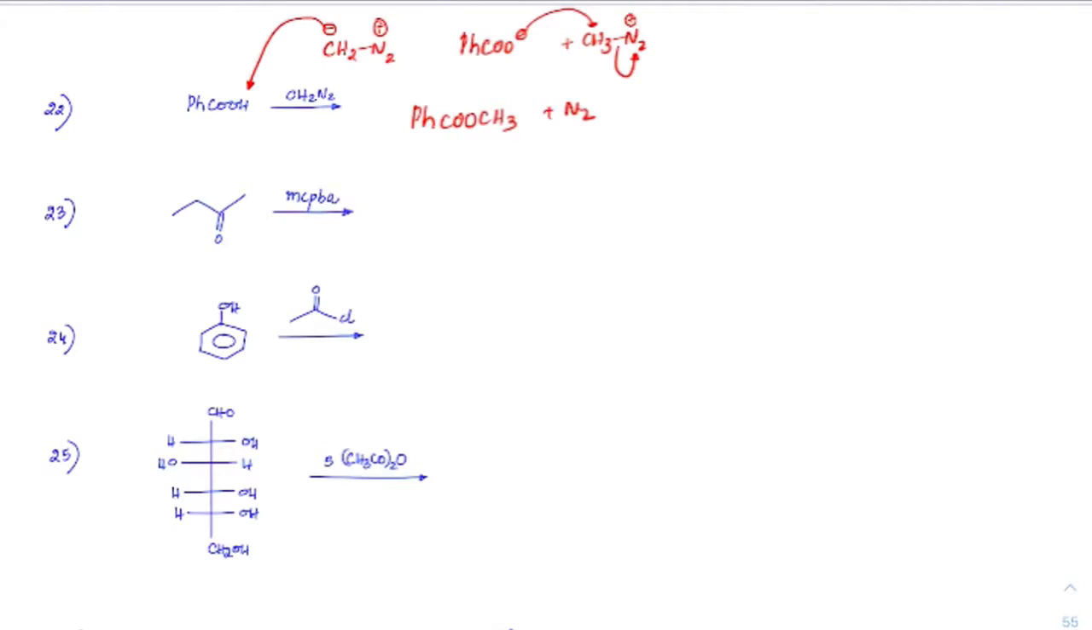MCPBA, Baeyer-Villiger oxidation. The one which is more donating will have this combination here. So you can see oxygen will get linked up here. So we will have double bond O this way. So between methyl and ethyl, ethyl will have more migrating aptitude. So oxygen will get inserted at that side.